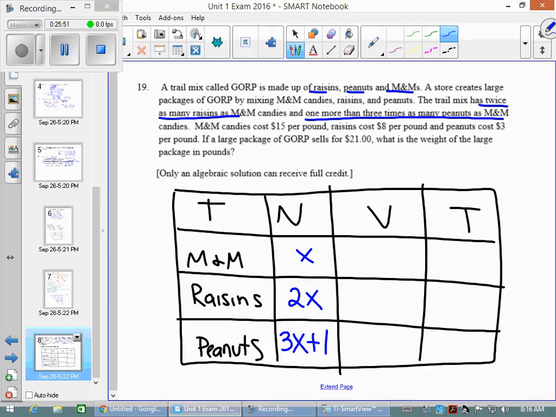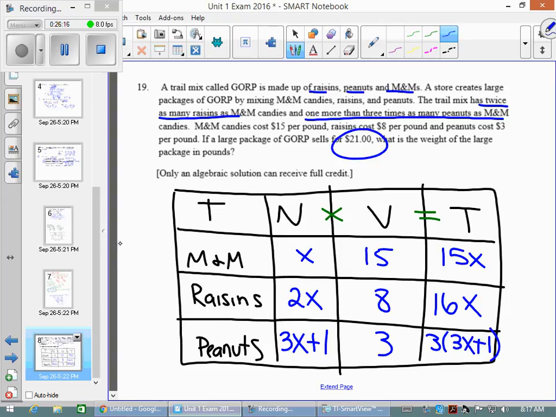Remember from before when we did that multiple choice question, when you take your number column and your value and you multiply them, you get your total. So I should have 15x, 8 times 2x would be 16x, and then 3 times 3x plus 1, I can distribute that in my next step. They then go on to tell me it sells for $21. So my equation would be 15x plus 16x plus 3 times 3x plus 1 is equal to 21.